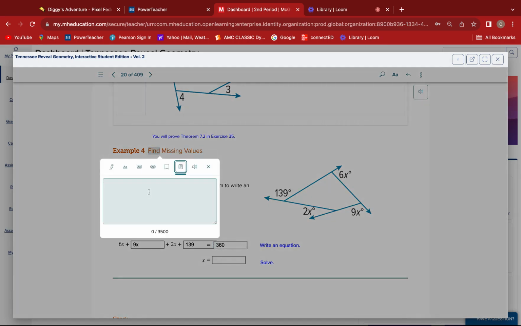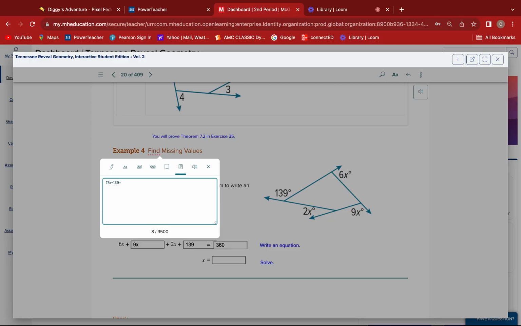All right, so let's see. I'm going to add up my like terms. So 6x plus 9x plus 2x. Let's see, 6 plus 9 plus 2, that's going to be 17x. Add up my like terms for my numbers? No, I don't. That's just 139.